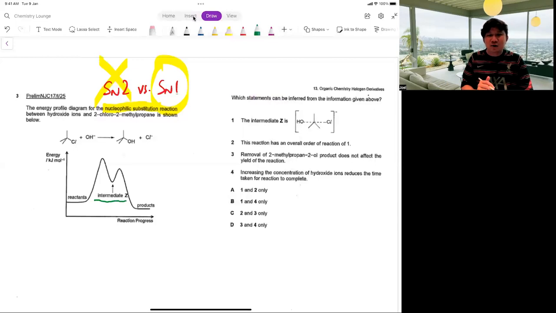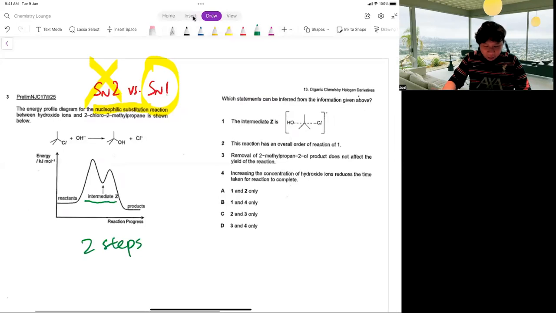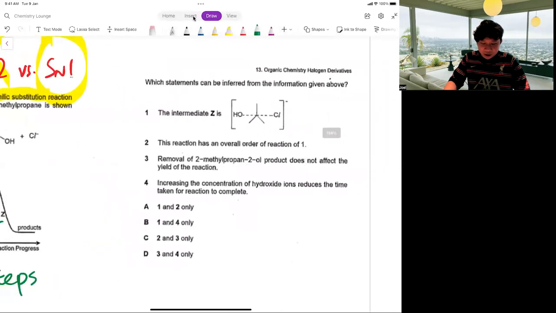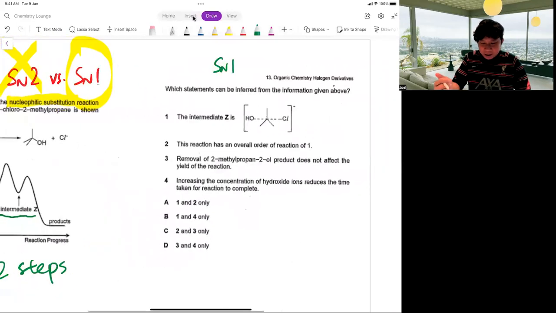For SN2, that joker is called the transition state. And this graph indicates 2 steps somehow. So many clues to analyze SN1. So statement number 1, is it correct? So now I know, I just focus here. So now it's an SN1, very good. Statement number 1, is it correct?